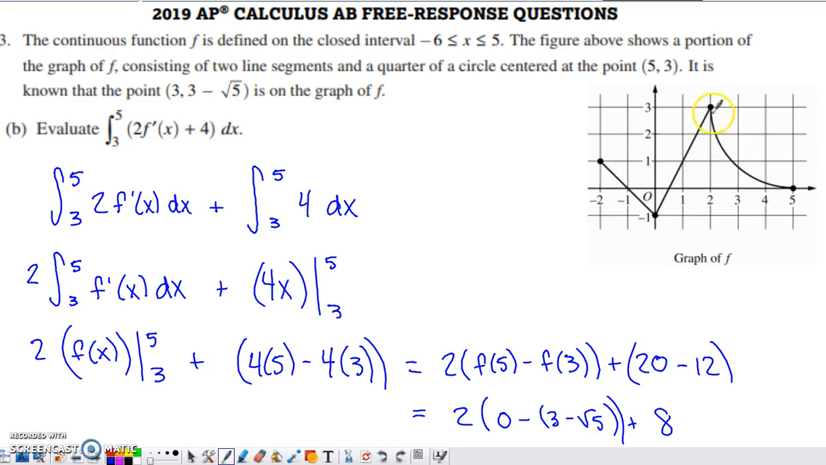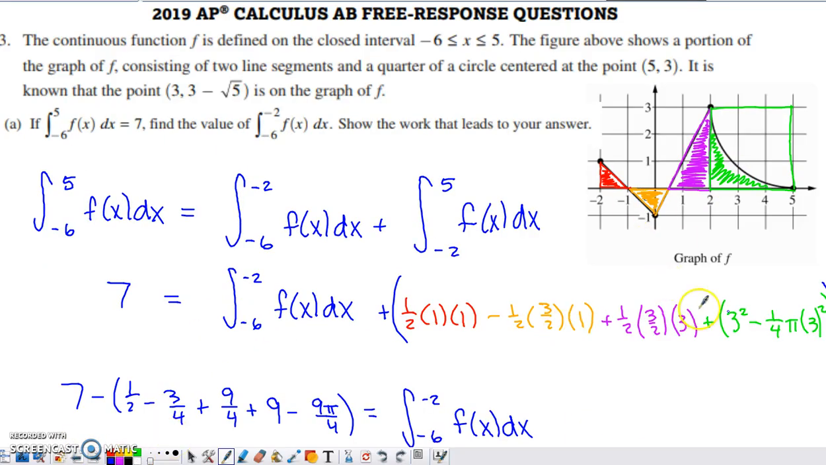So you've got a line segment, and they tell you that this part of the graph is a quarter circle centered at (5, 3). They do tell us that along this stretch of the graph of f of x, we know the ordered pair (3, 3 minus square root of 5) is on the graph right here.